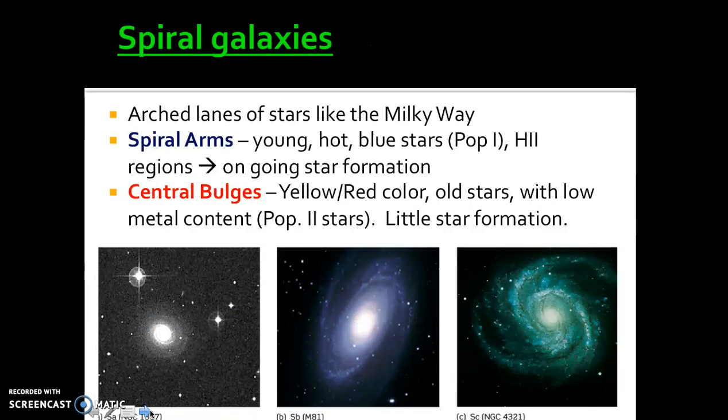Okay, spiral galaxies, something like our Milky Way. So those arched lanes of stars, just like you've seen in the last pictures we talked about with the Milky Way galaxy. Those spiral arms contain hot, young, blue, population 1 stars, and hydrogen regions where lots of star formation is taking place. They also contain some kind of central bulge, this yellow-red color bulge in the center that contains both old and newer stars, but mainly population 2 stars, where we don't see a lot of star formation happening.